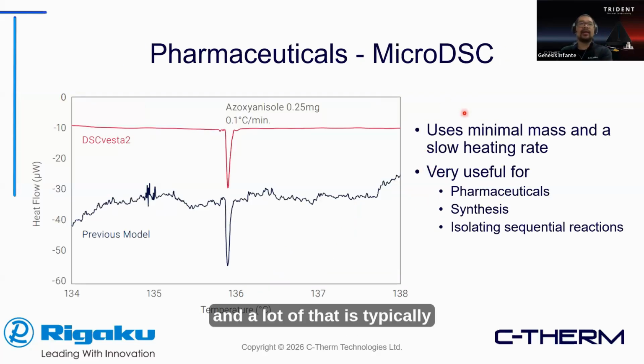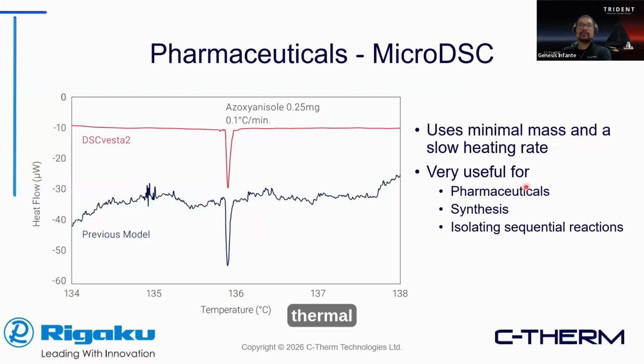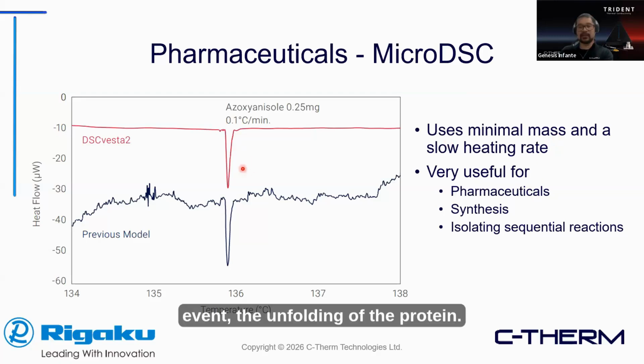And a lot of that is typically done in what they call the micro DSC scale. So a very, very small amount, which means you need to have a hypersensitive DSC to be able to monitor that very, very sensitive thermal event, the unfolding of the protein. So very, very useful for pharmaceuticals, synthetic molecules, and even isolating any sequential reactions.